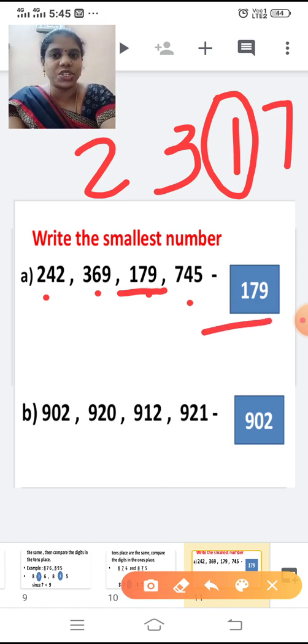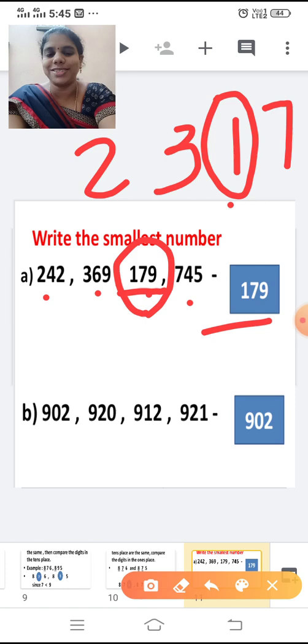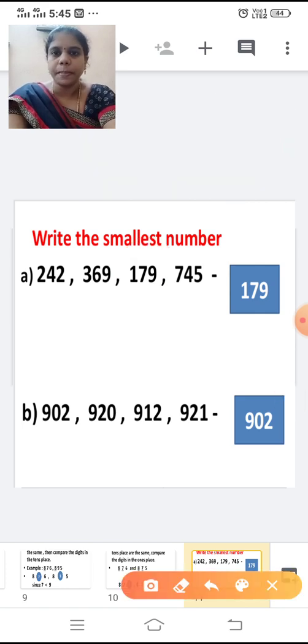179 is the smallest number. So write 179 in the box. You're going to write the smallest number. First, you have to compare the hundreds place. So here 1 is very small. So 179 is the smallest number.